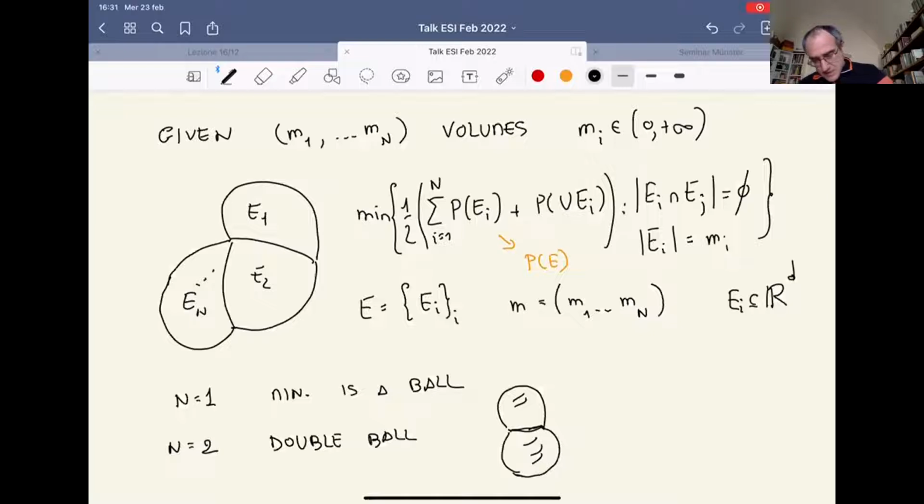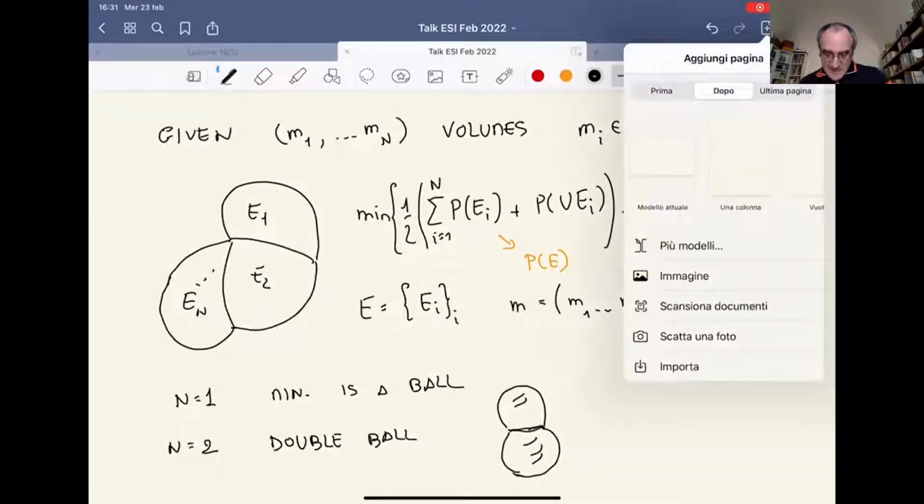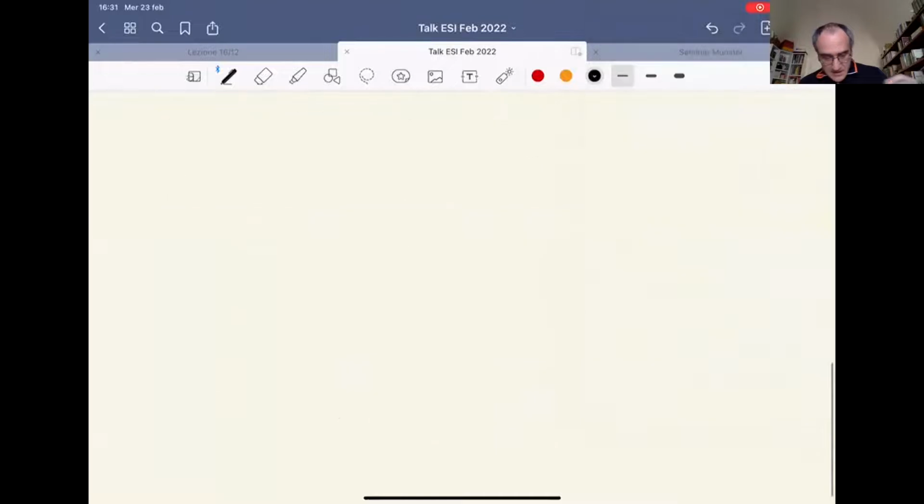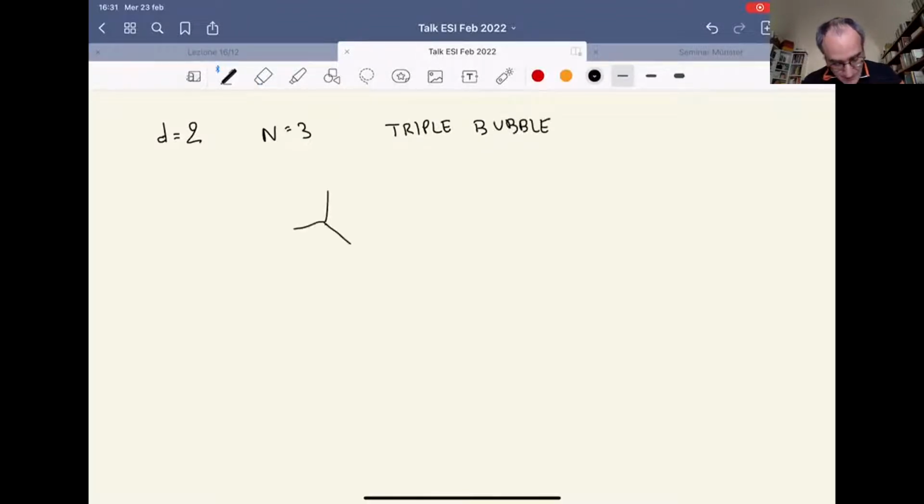Some results are also known about the precise shape, in dimension 2. There is also a result by a few authors, I don't remember precisely, about n equals 3, and here it is exactly the triple bubble. It's usually called double bubble, triple bubble, where you have essentially 3 circles, of course of the right volumes.